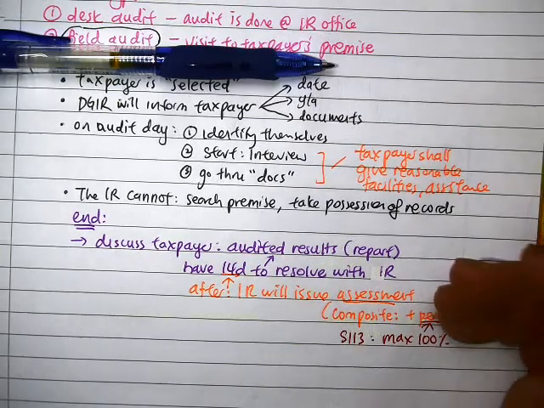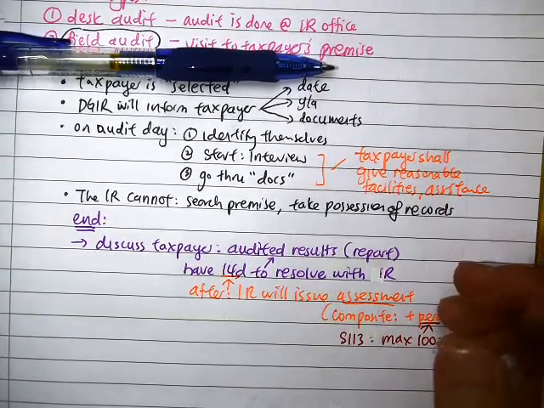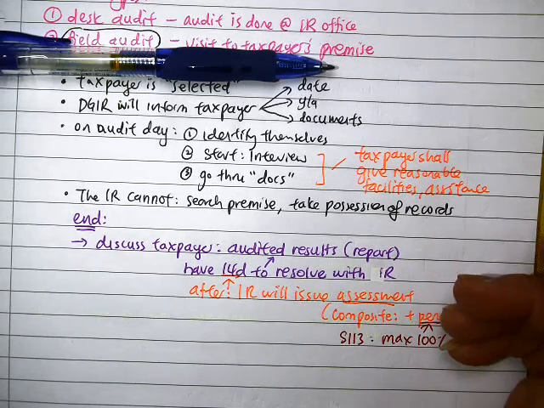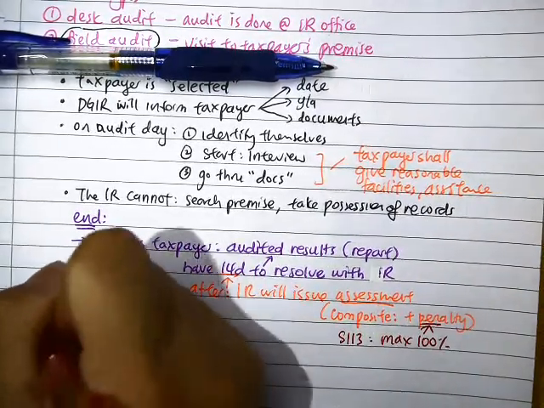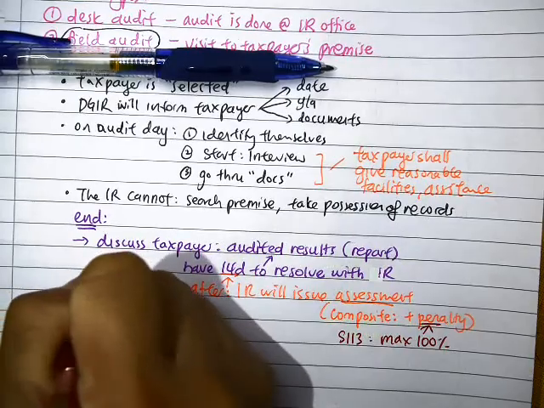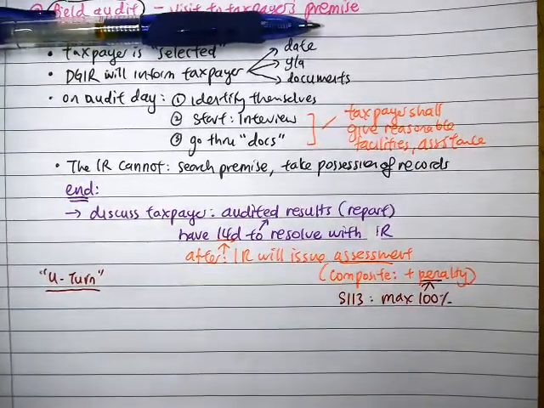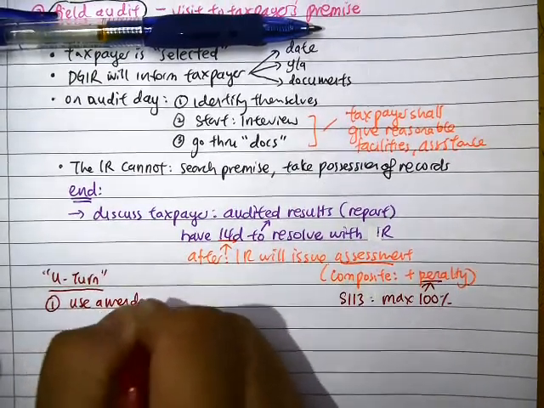Now, of course, you realize that, wow, that is very scary. So what if now, after you know all these things and you regretted, you wanted to save yourself from this position in the future? Now, this is what happened. The government came up with a system for those who regret and wanted to make a U-turn. Okay? Now, first, you can use amended return.